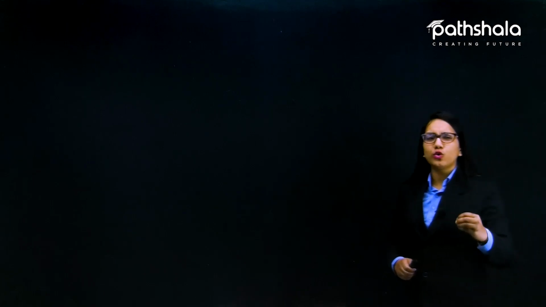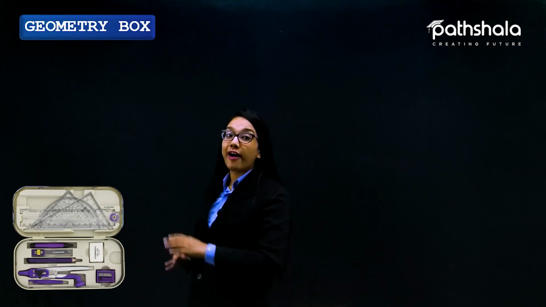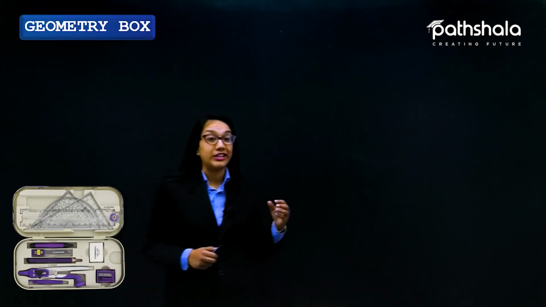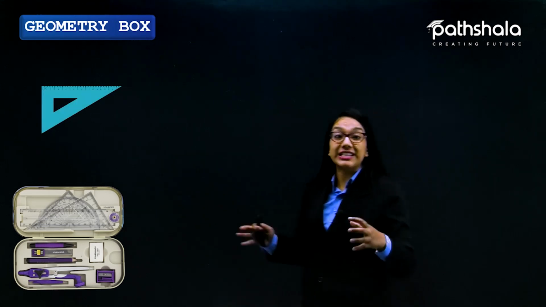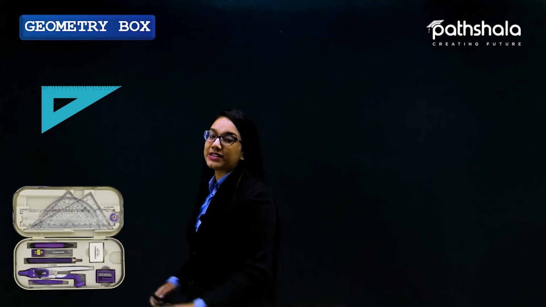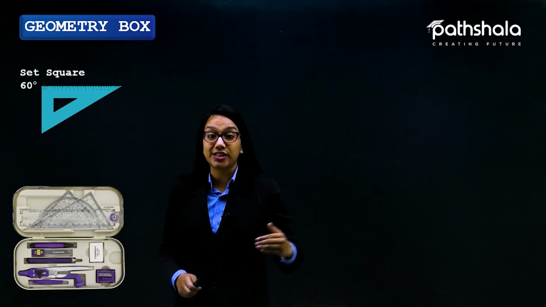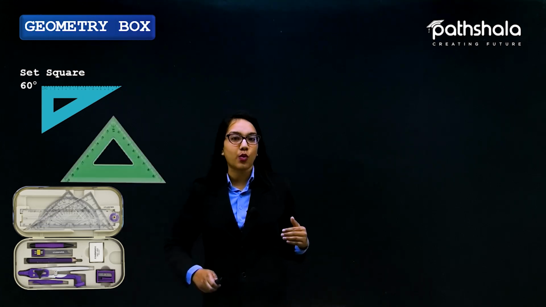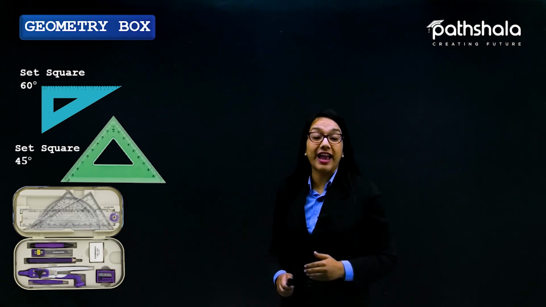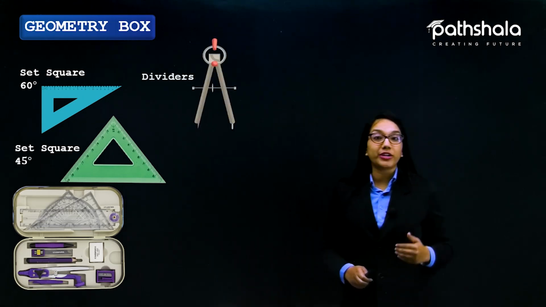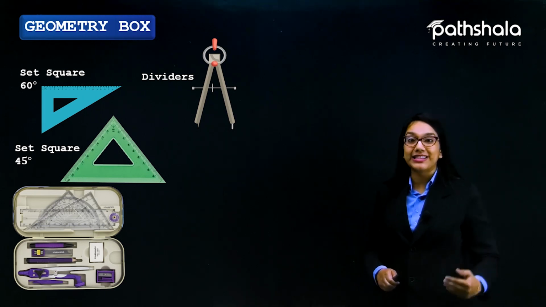We all have a geometry box with us, and in this geometry box we have a lot of basic geometric instruments. For instance, the very first instrument in our geometry box is called a set square. This is a set square. We have a pair of set squares in our geometry box. This is a set square of 45 degrees, and further we have the very important geometric instrument which is nothing but dividers. We have a pair of dividers in our geometry box.